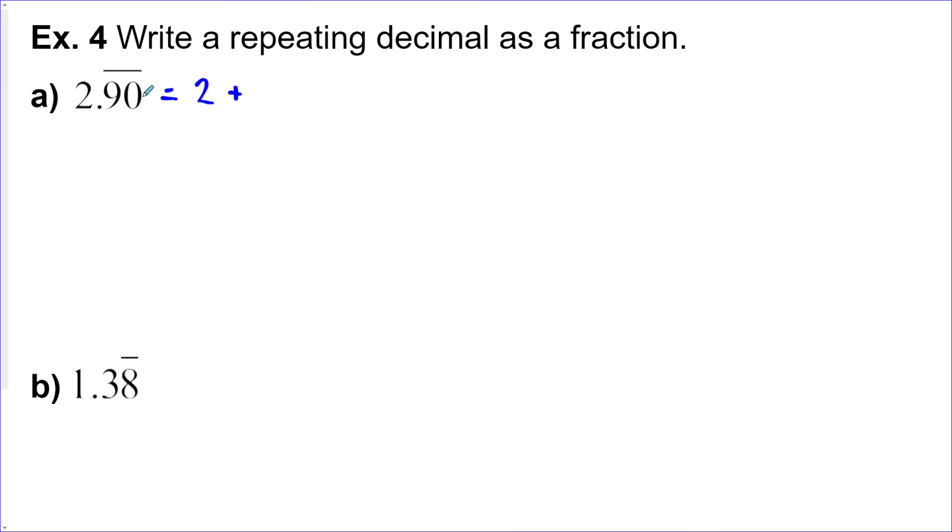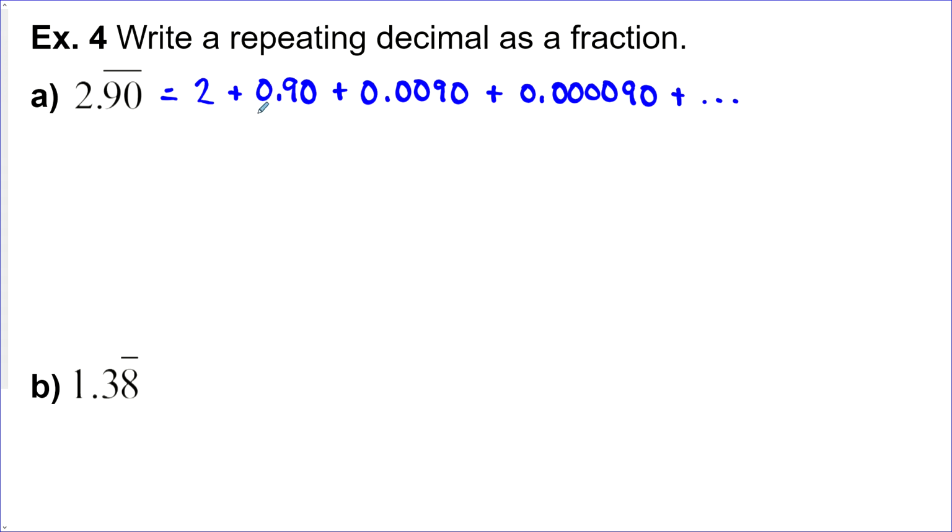Next, it's 90, so I'm going to write 0.90 plus 0.0090, because that would be the pattern, and then plus 0.000090, and so on. And these create an infinite series, not this 2 here. It's just extra, so I'm going to leave it out.